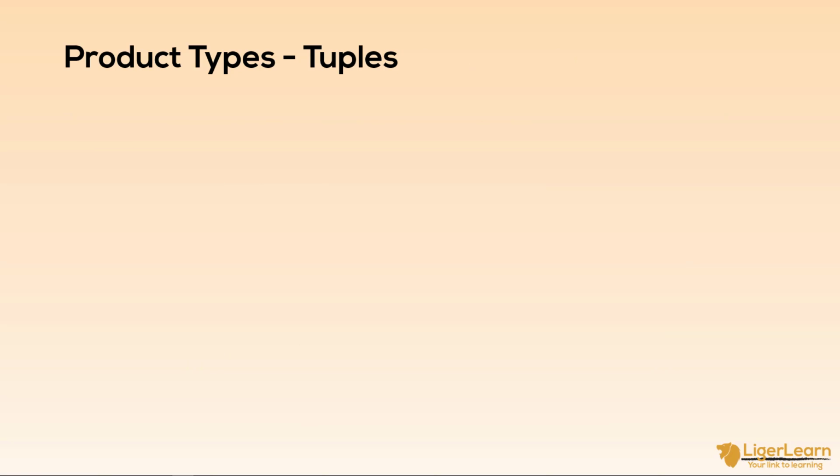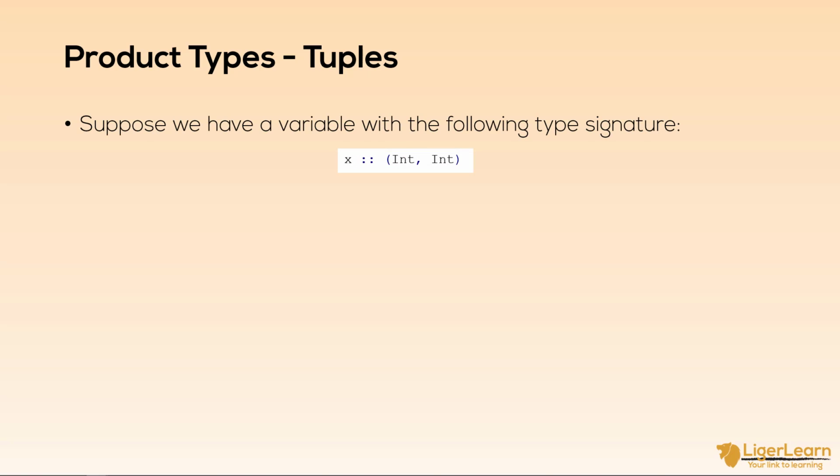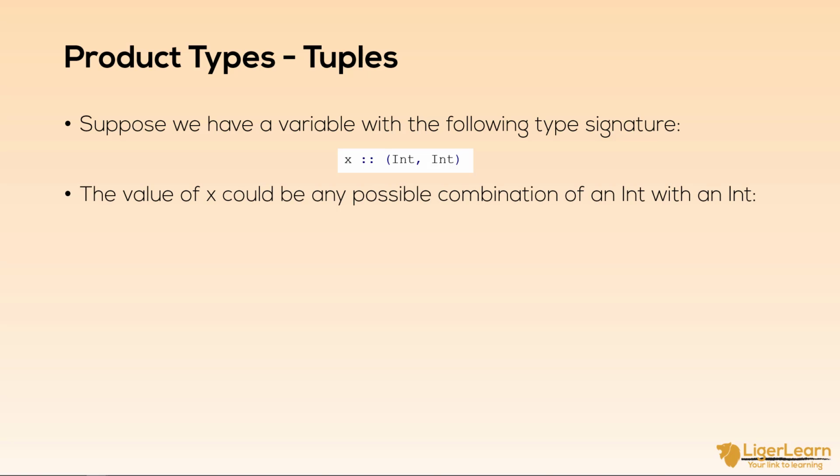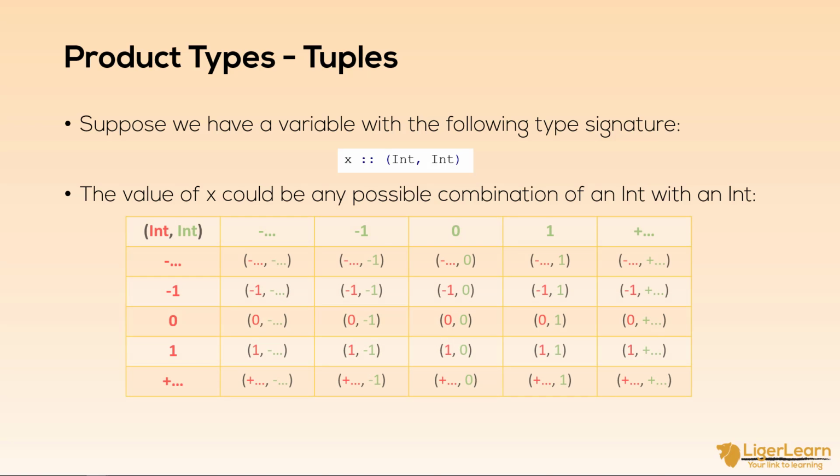Now suppose we declare a variable x which has the type of a 2-tuple, with the first and second elements both being ints. The value of x could be any possible combination of an int with an int. We can enumerate all of the possible values in a table, just like before. The triple dots represent all of the missing values until either the minimum bound or maximum bound for an int.